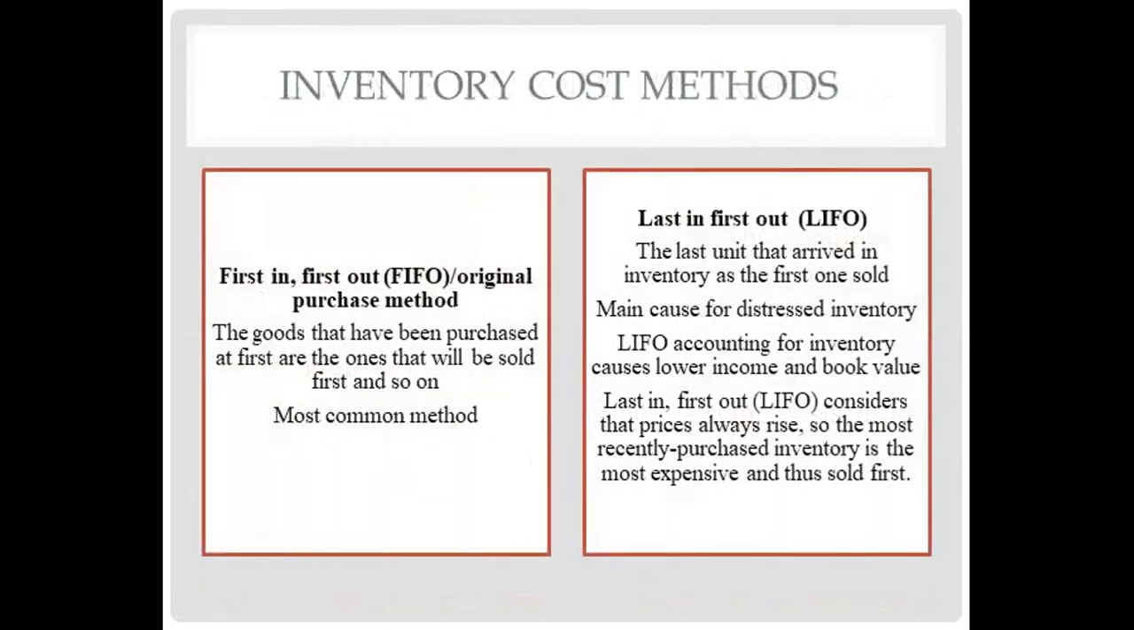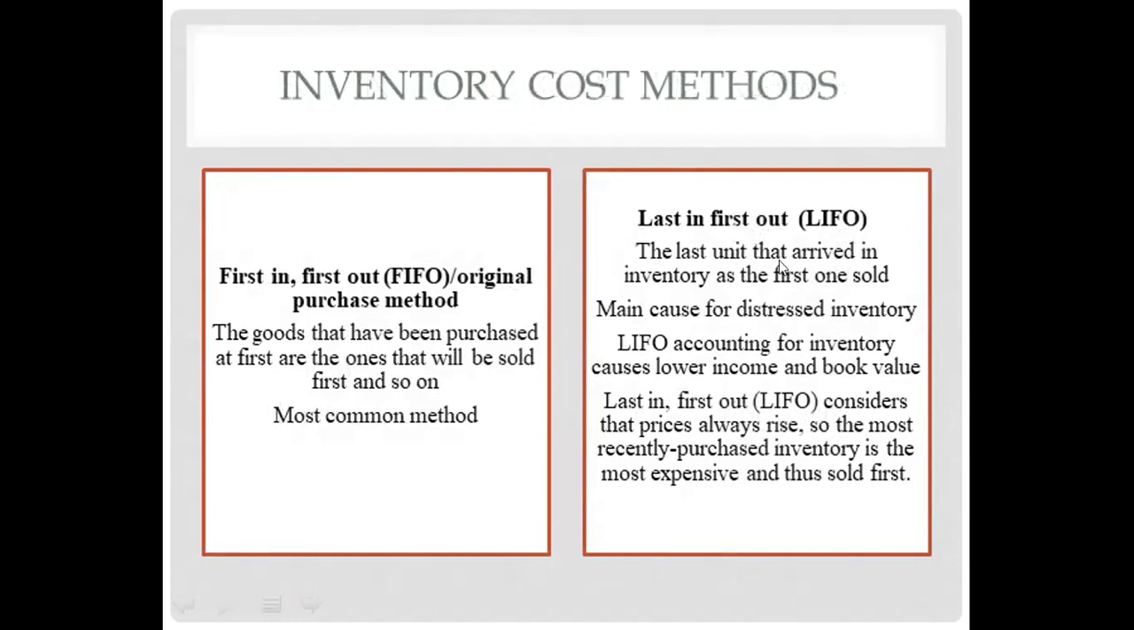There are some inventory costing methods. Mostly there are two methods followed. One is the FIFO method, known as the original purchase method, first in, first out. In this method, the goods that have been purchased first are the ones that will be sold first, and so on. It is the most common method.